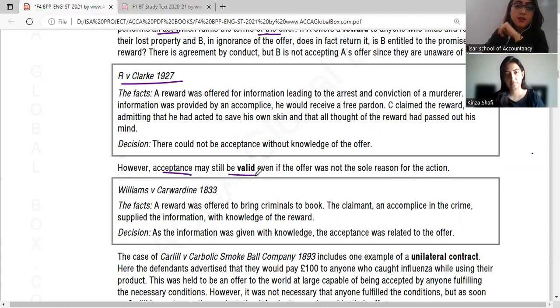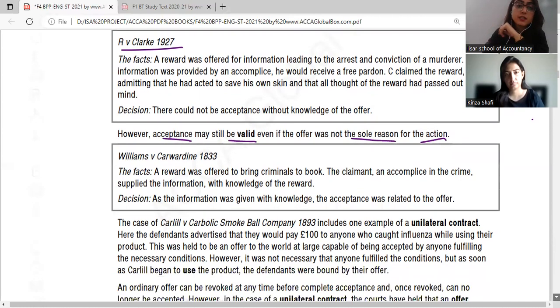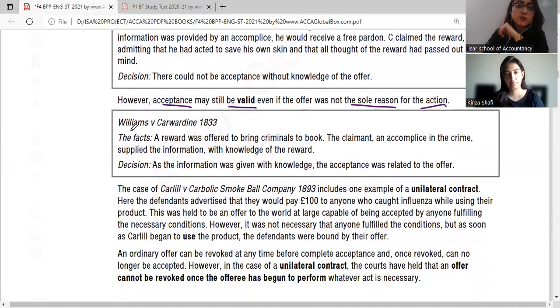Acceptance may still be valid even if the offer was not the sole reason for the action. What does that mean? Let's read the case. Williams versus Carwardine. A reward was offered to bring criminals to book. The claimant, an accomplice in the crime, supplied the information with knowledge of the reward.